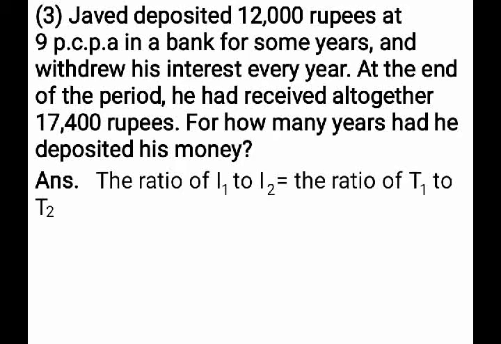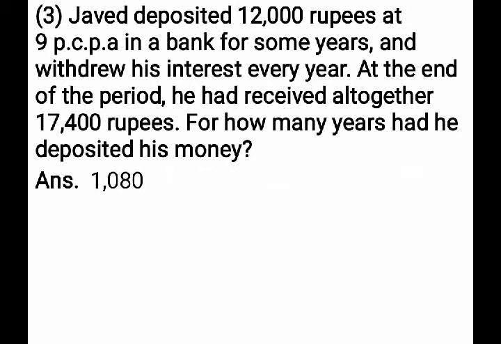That is, I1 upon I2 is equal to T1 upon T2. In this way you have to write the fraction form. I1, that is interest 1, is 1080, upon I2, that is interest 2, is 5,400, is equal to T1, that is time 1, is equal to 1 year, upon T2, that is time 2, you have to find.